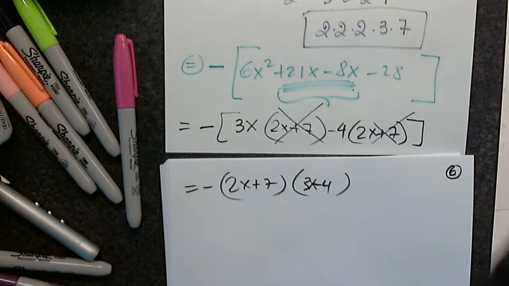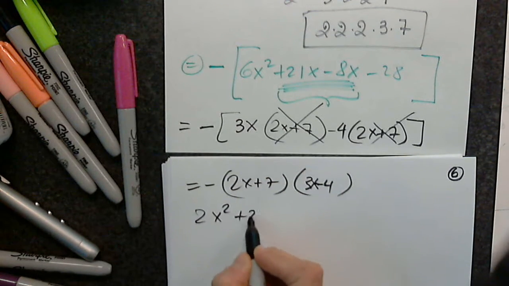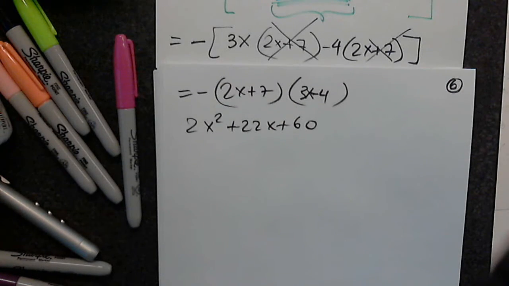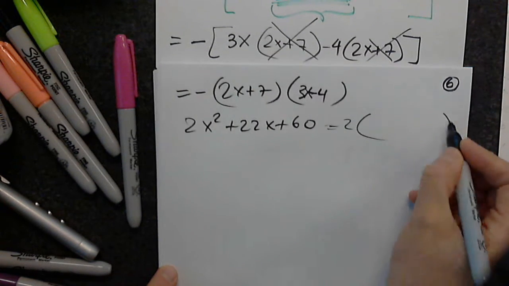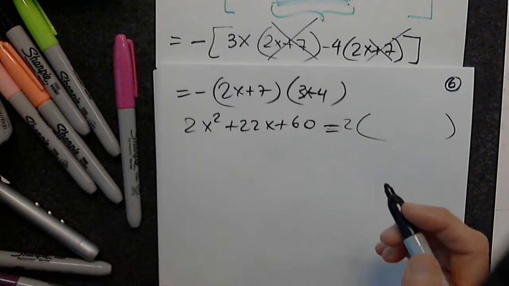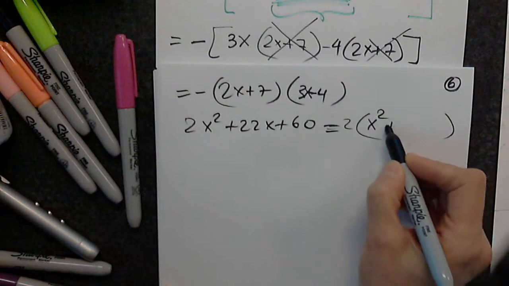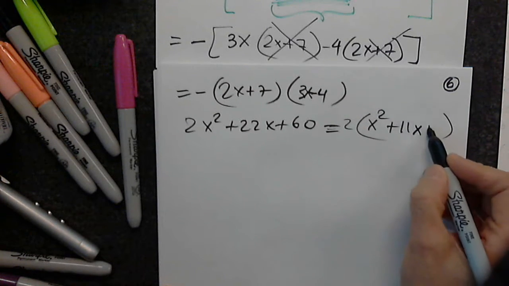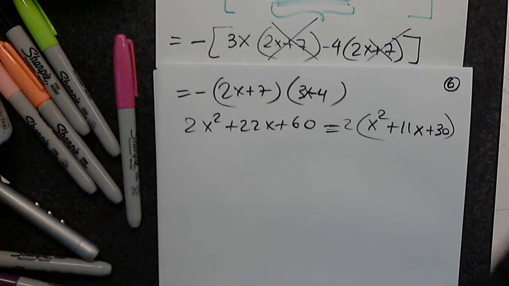2x squared plus 22x plus 60. Perfect example. Awesome. Okay, what is it? It's a trinomial. Descending order? Yes. Greatest common factor? Yeah. Which one? 2. Very good. What is left in parentheses? x squared plus 11x plus 30. Very good.